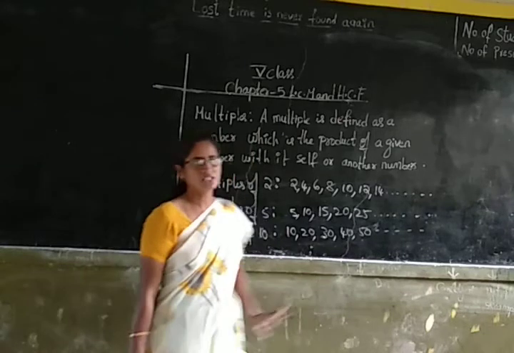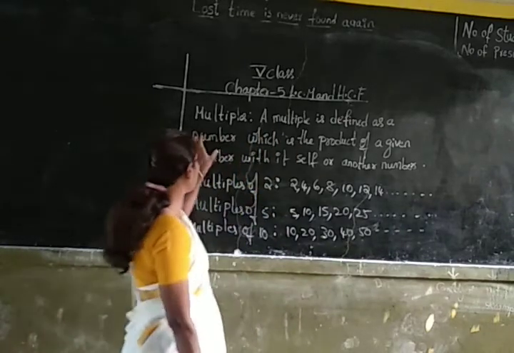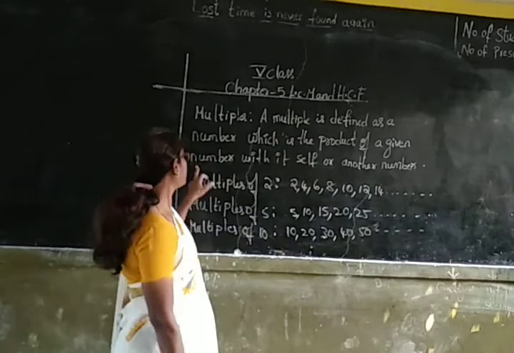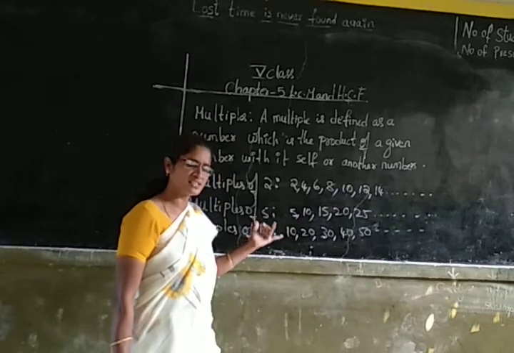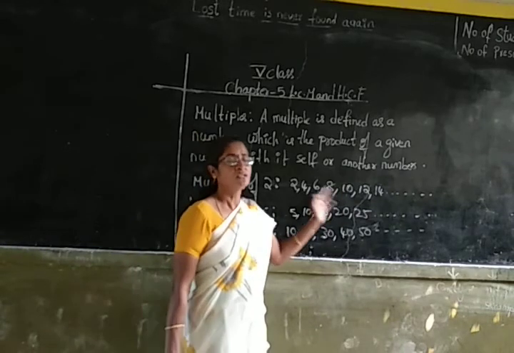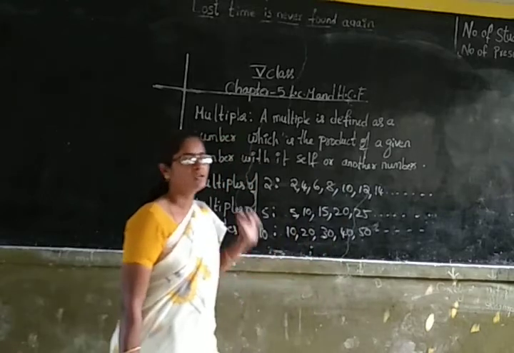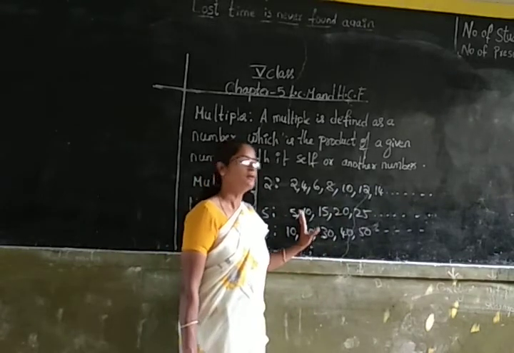Okay, children, did you understand what is a multiple? A multiple is defined as a number which is the product of a given number with itself or any other number. You can multiply the number with itself or you can multiply any number. Then the product that you got is called the multiple of the given number. If you know the tables, then you can write the multiples.